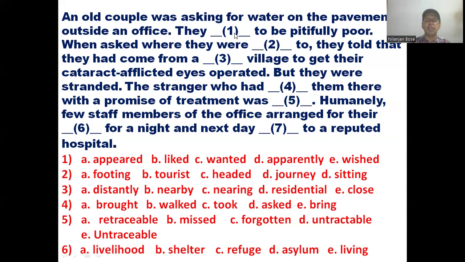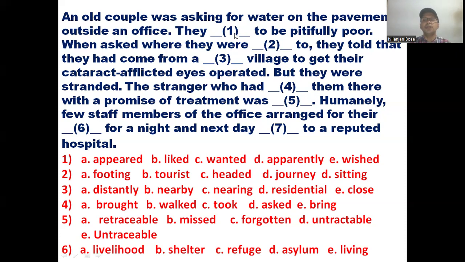When they asked where they were dash, now dash 2, they told that they had come from a dash village to get their cataract afflicted eyes operated. जब उन लोगों को पूछा गया कि तुम लोग कहाँ जा रहे हो, तो कहाँ जा रहे हो मतलब they are trying to reach a destination. So if somebody is trying to reach a destination, actually they are heading towards something. किसी चीज के तरफ आगे मूव कर रहे हैं. So the correct answer will of course be 2C. Why? Because footing doesn't make any sense over there. Tourist is absolutely vague. Journey should not be there, and sitting हो ही नहीं सकता है. So your correct answer will be headed, because heading towards a certain place.